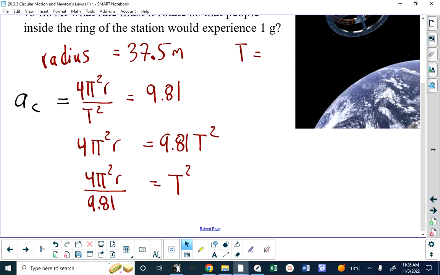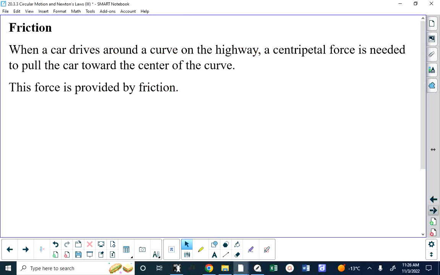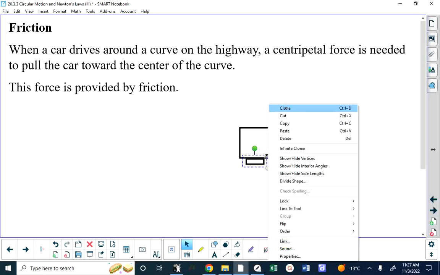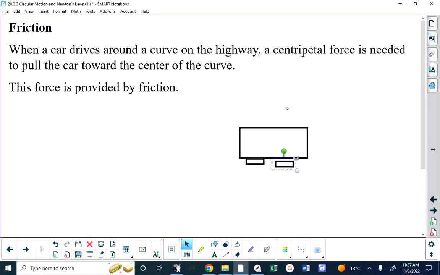All right, let's talk about a second application now, which is friction. This is a hard thing to wrap your head around, and I think tomorrow will be a work day with this stuff. I don't want to spend too much time trying to get you to wrap your head around this. But when you have a car, here's the car. This is the top of the car. Here are the tires. Some kind of Tesla monstrosity.